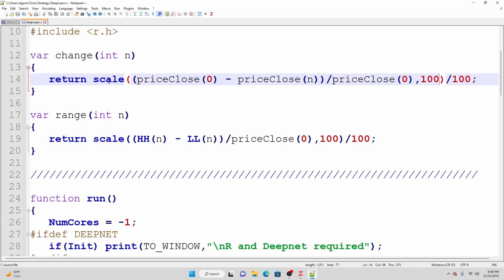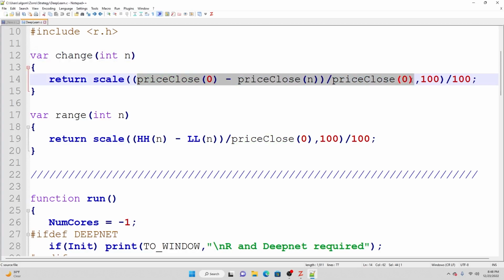And what is this scaling thing? Well, if you go into the Zorro Trader manual, you're going to see that it's a mechanism to force all these values into the interval minus 100 to 100. So the return of this is always going to be between minus 100 and 100. Then we divide this value by 100. What does this mean? This thing called change is always going to be between minus 1 and 1.